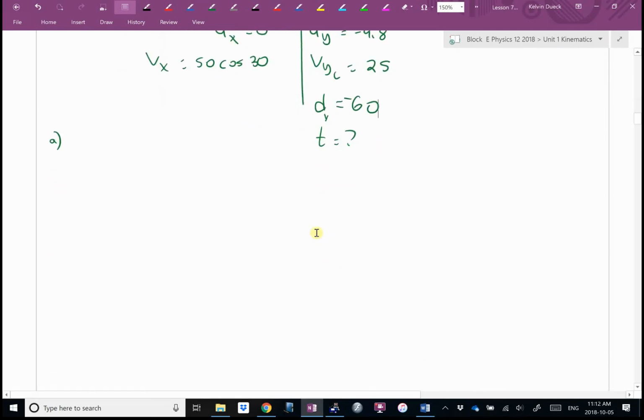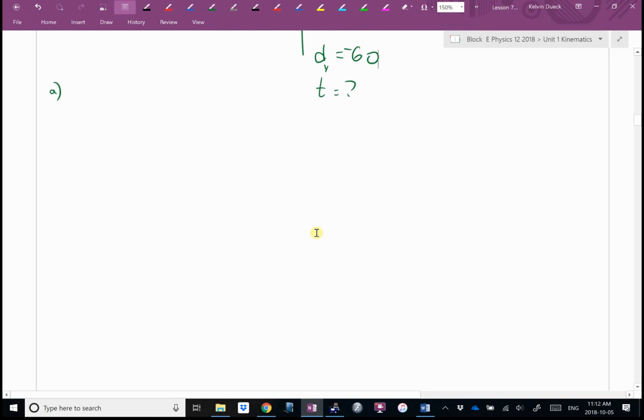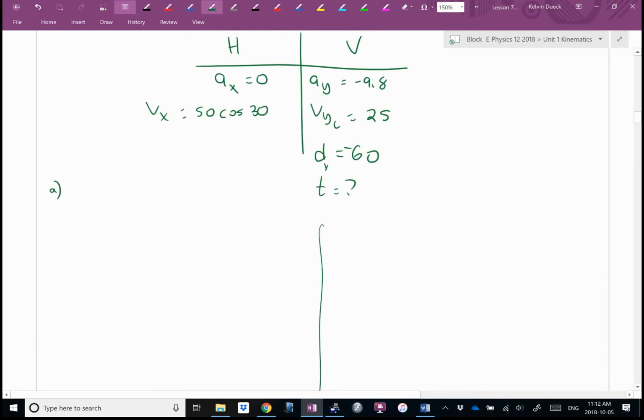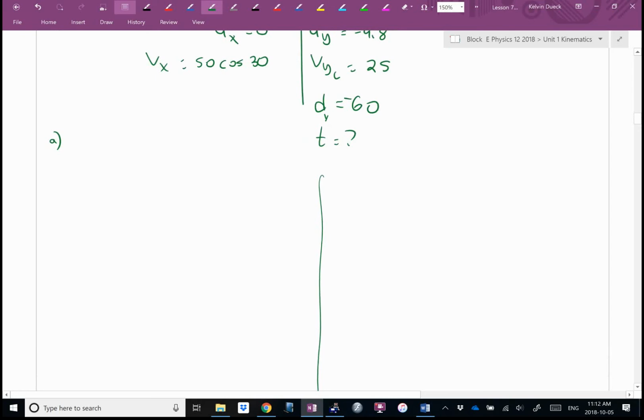Now I'd like you to do me a favor. We're going to use the rest of the page, but draw a line down the middle of the page. I'm going to show you two methods, and you can choose. The second method avoids the quadratic equation, but it's got a curveball that you have to remember. The first method uses the quadratic equation. It's shorter, but it uses the quadratic equation. What's the equation that we're going to start out with here? What's the equation that has A, VI, D, and T in it?